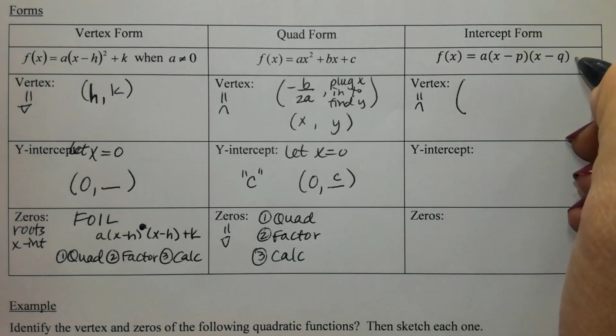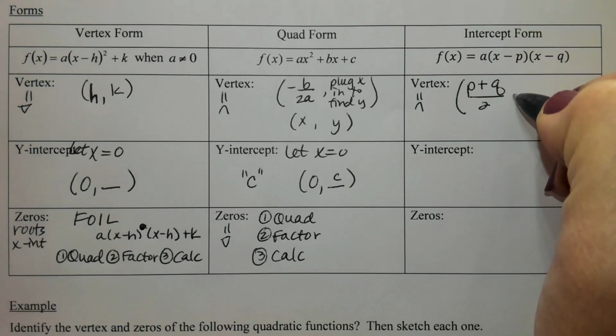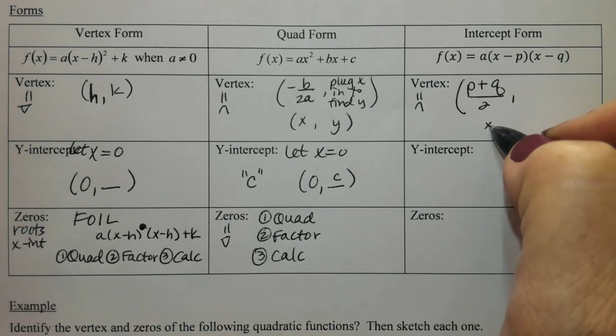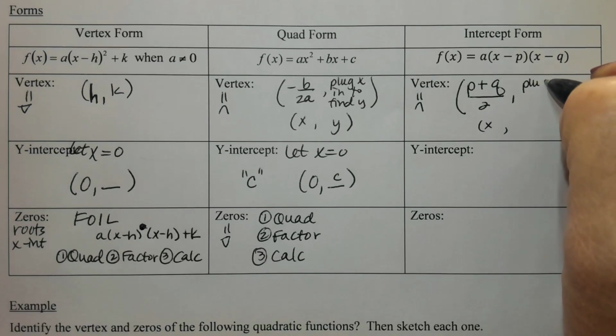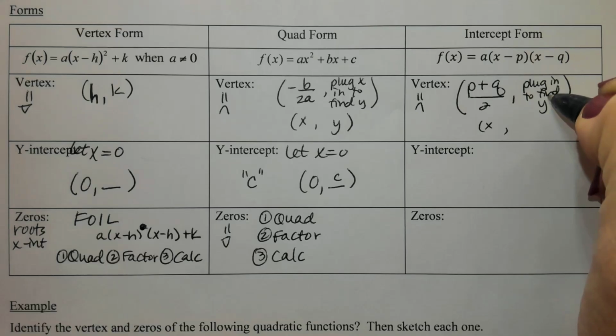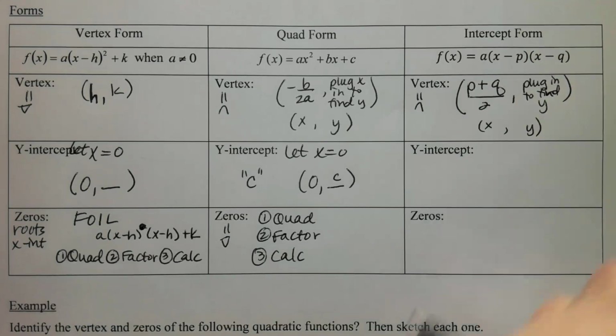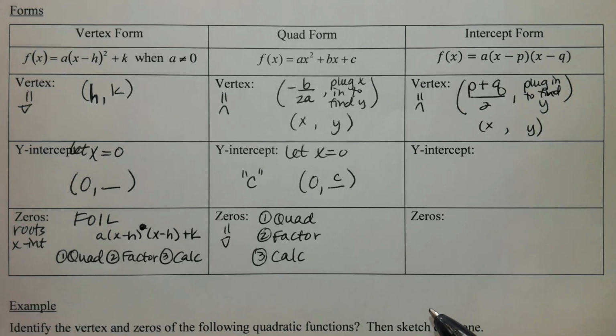If you are factored out in this way, your vertex is actually found by doing p plus q divided by 2. And that's your x value. And just like this guy, once you find your x, you're just going to plug in to find your y. And that's how you find your vertex. So not super easy. I got to do some plugging in and figuring out.